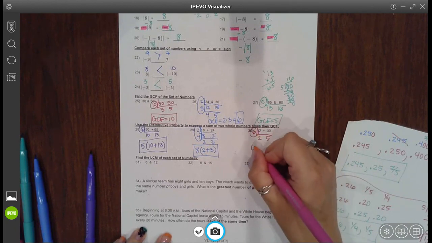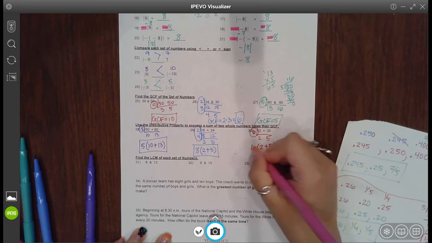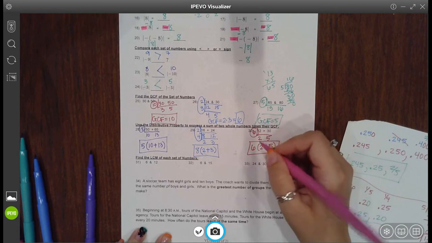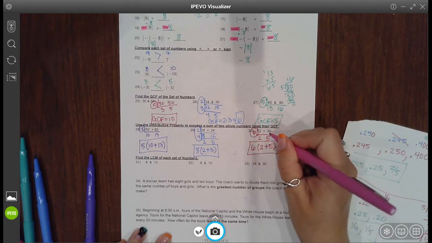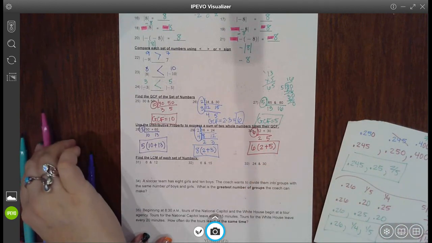I'm going to put my GCF out in front, and then these make up my sum. 2 plus 5. Double check. Nothing can go into 2 and 5, and when I distribute it out, 6 times 2 is 12, 6 times 5 is 30, what I started with. So I know that that is indeed the correct answer.